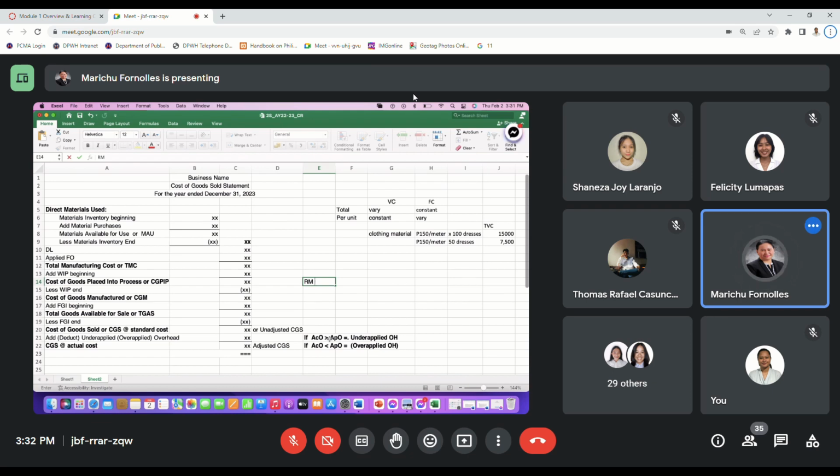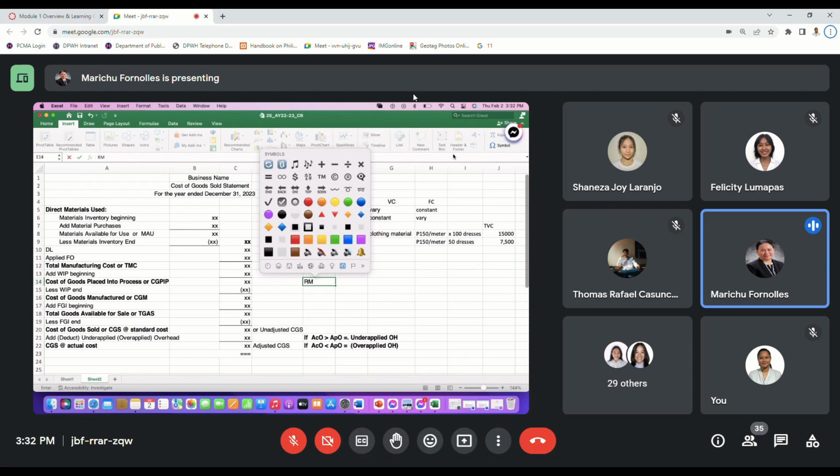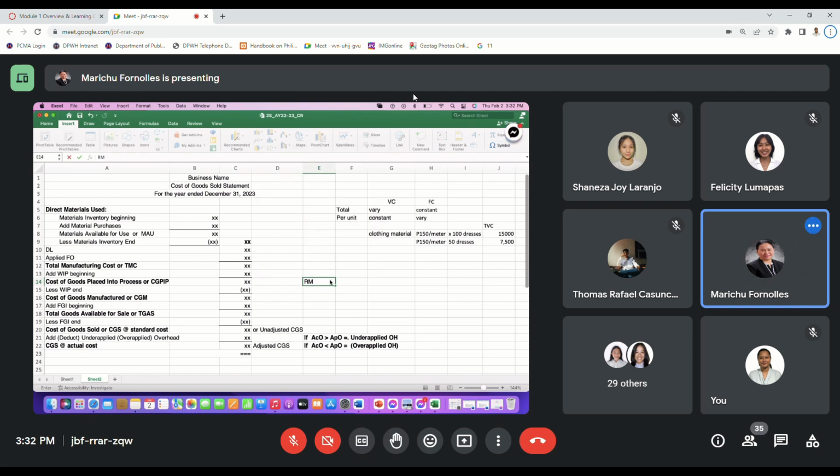Then, after that, it goes to... what is that symbol? Insert symbol. Okay, symbol. Right arrow.